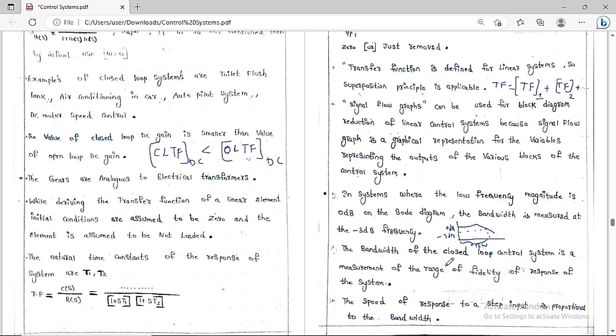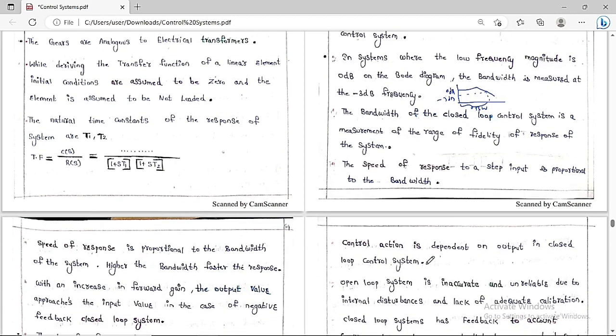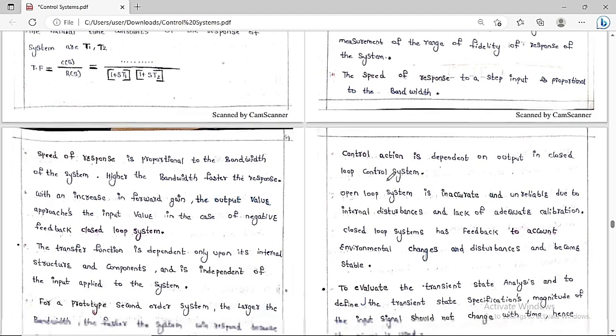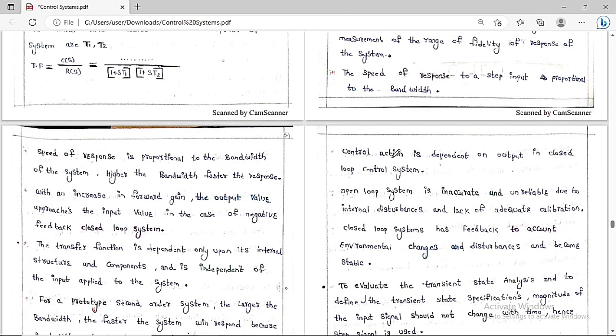The next point is the speed of response to a step input is proportional to the bandwidth. This one you always have to keep in your mind. I already told you, the speed of response to a step input is always proportional to the bandwidth. This is a very, very important statement. As the bandwidth increases, the speed of the response to a particular step input is also going to increase.